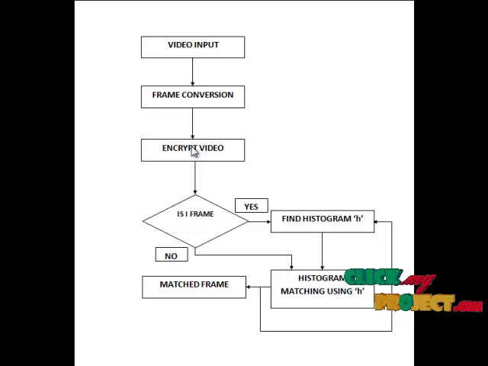In the encryption stage, we encrypt the given video by using the CAVLC method. After the encryption stage, we check whether the frame is I format or P format. If the frame is in I format, then we estimate the histogram value of that frame. If it is in P format, then it is directly given to the histogram matching stage. In the histogram matching stage, we match the P and I frames by using the histogram value H. This iteration runs for all the frames in the given video.